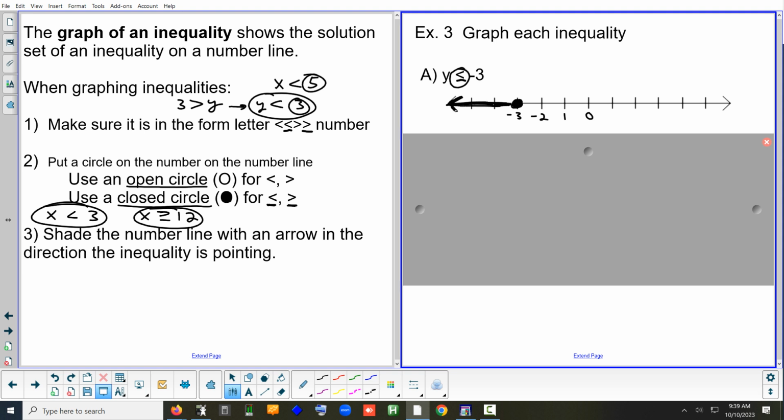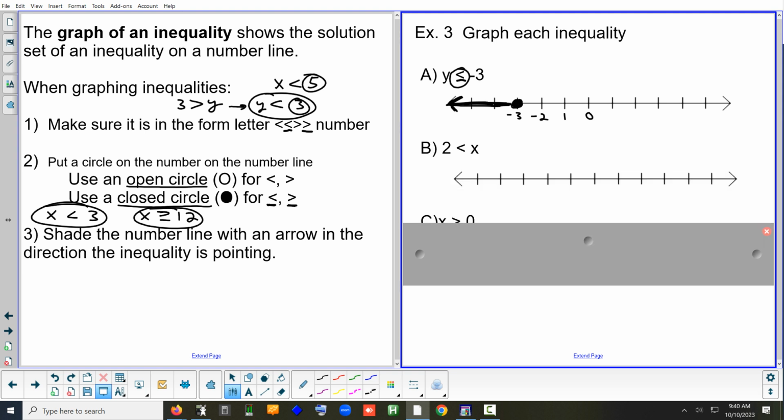And some teachers may have you shade above the number line. I just do it right on the number line. On Elastic, it's just going to be right on the number line. On the homework, you can do it whatever way you want. Any question on that?